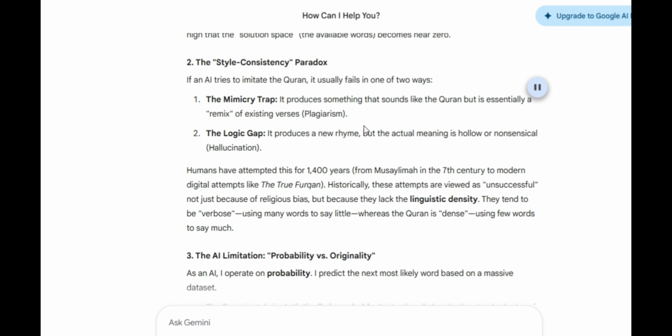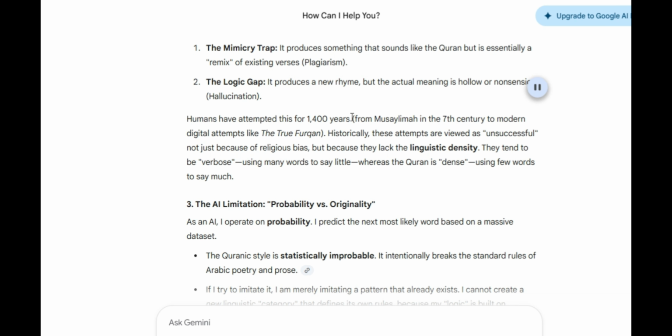2. The style consistency paradox. If an AI tries to imitate the Quran, it usually fails in one of two ways. The mimicry trap: it produces something that sounds like the Quran but is essentially a remix of existing verses. Plagiarism. The logic gap: it produces a new rhyme, but the actual meaning is hollow or nonsensical. Hallucination.